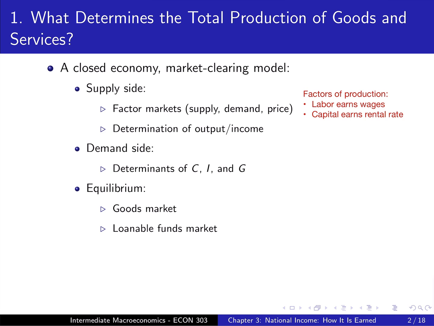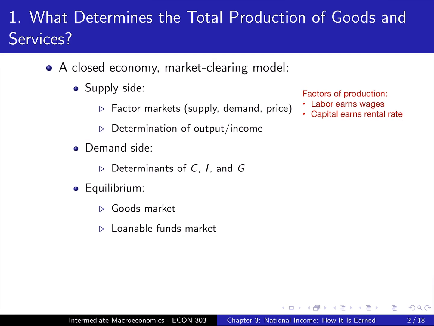We'll also use a market clearing model, which assumes that all markets are competitive and adjust to balance supply and demand. Let's break this model down into three main components. The supply side. We start with the factor markets where households supply inputs like labor and capital, and firms demand them. These interactions determine factor prices like wages and rental rate, and allocate resources.